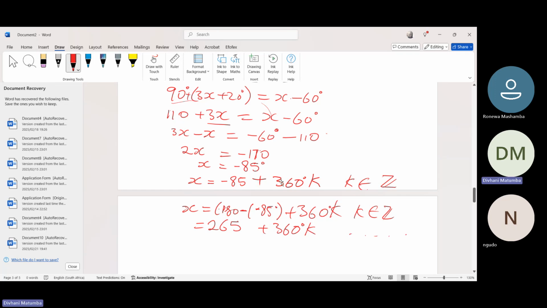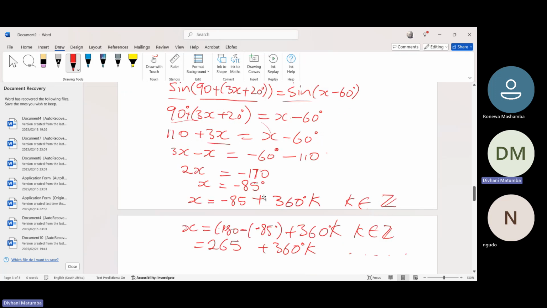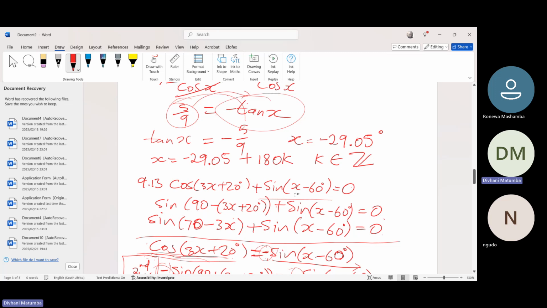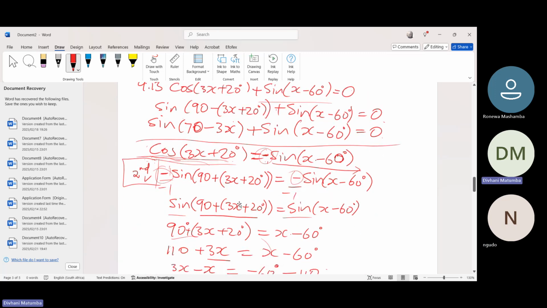I'm lazy to write that. So the angle that we got was minus 85. I just want to see if what we did was correct. Take your calculator and say cos of 3 times minus 85 plus 20. Then that gives me negative 0.994. Okay, so it is okay.